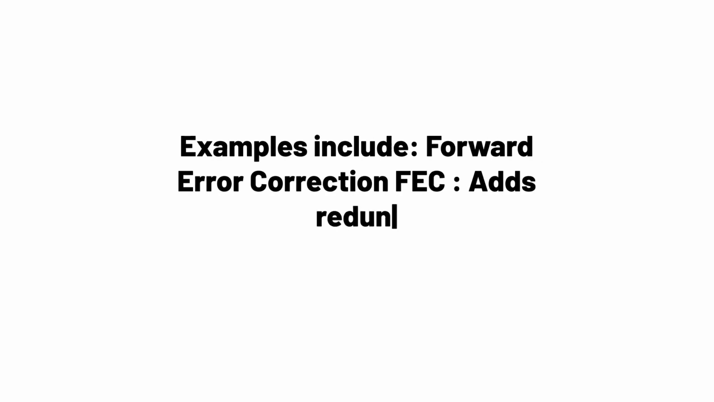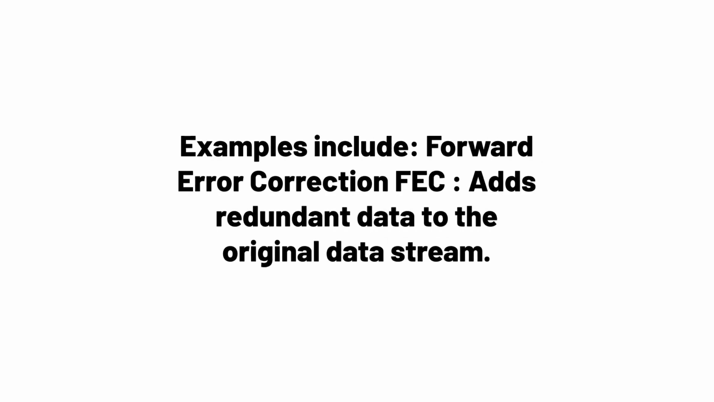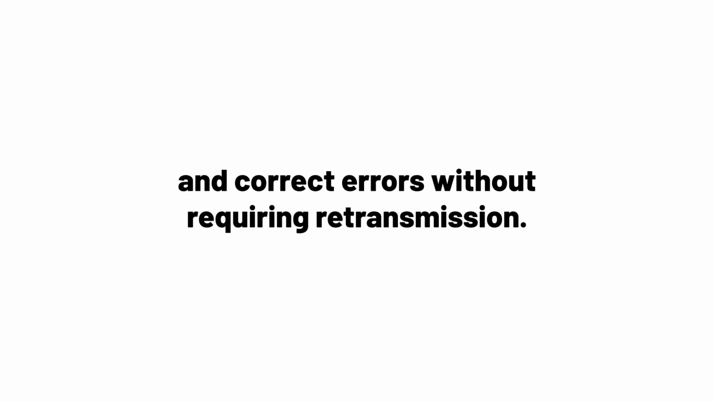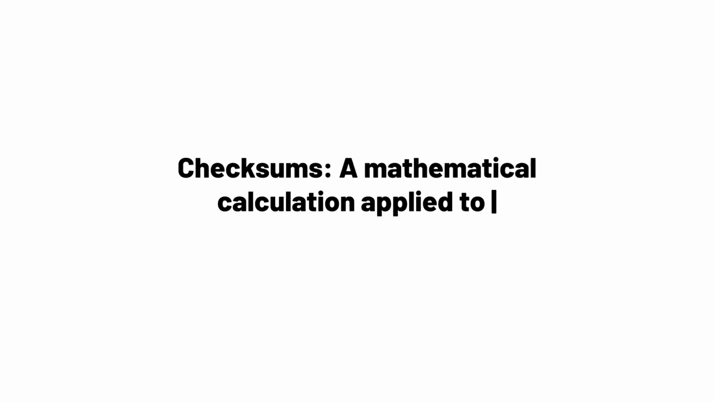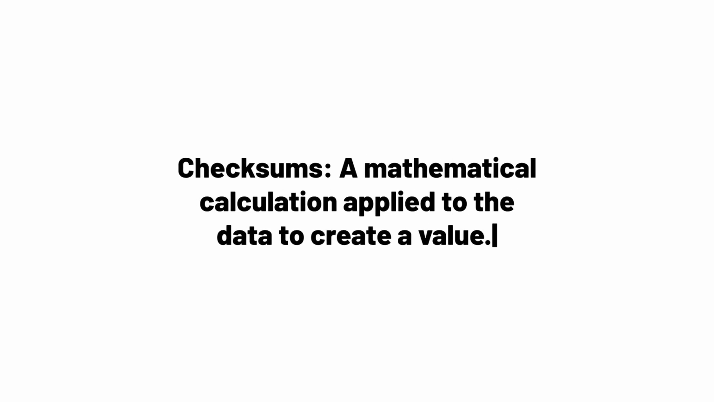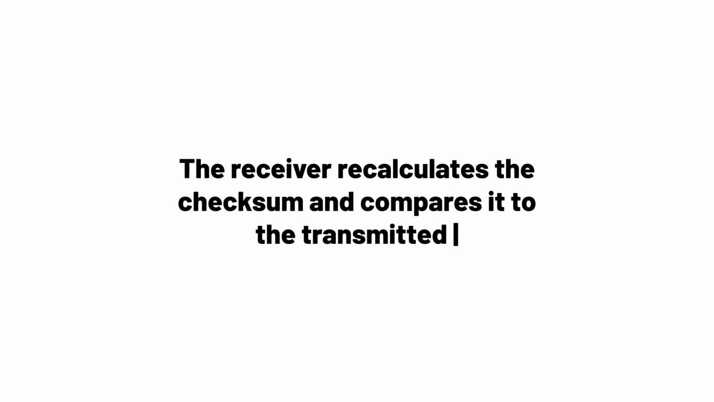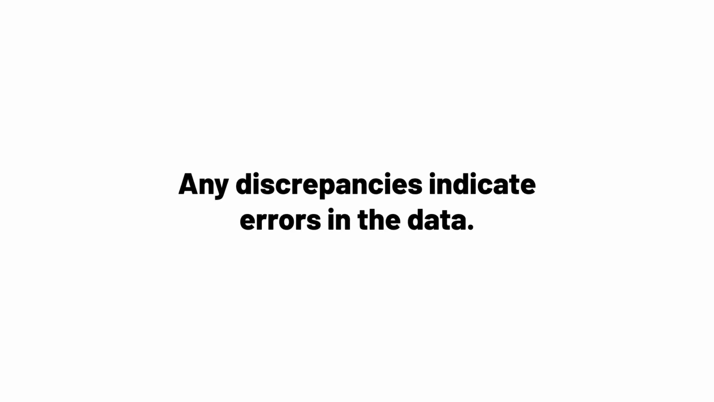errors. Examples include: Forward Error Correction (FEC), which adds redundant data to the original data stream. The receiver uses this information to identify and correct errors without requiring retransmission. Checksums: a mathematical calculation applied to the data to create a value. The receiver recalculates the checksum and compares it to the transmitted value. Any discrepancies indicate errors in the data.